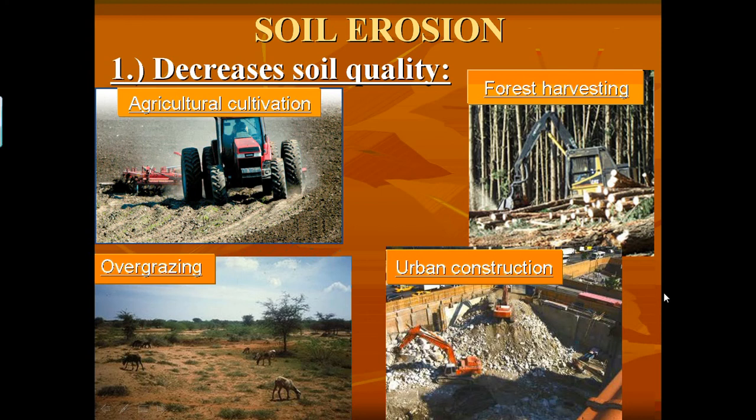Things that decrease the quality of soil, so they harm the quality of soil, are cultivation, which is farming. Every time that farmer plows up that land, it's loosening that soil and making it easier for it to be eroded and decreasing the quality of it.